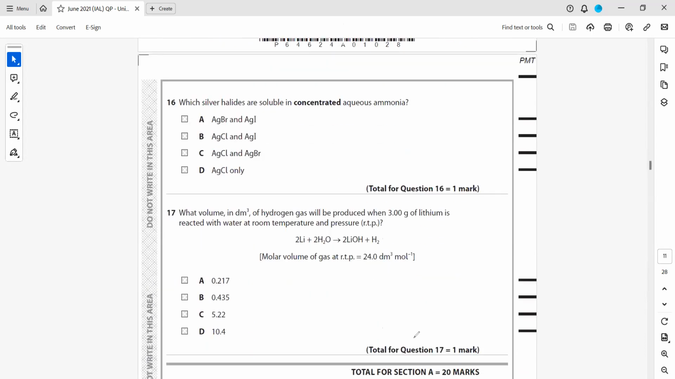And concentrated aqueous ammonia, which one will dissolve? Silver, and they both will dissolve. And 3 grams of lithium, this I will solve. Less than a minute left, so I'll share another link and solve this question.